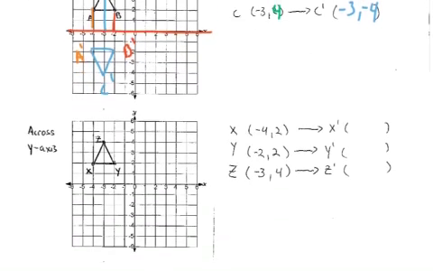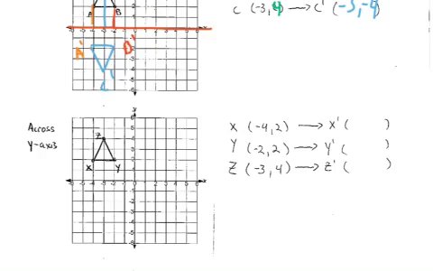Okay? So I want you guys to try this next one on your own, and then we'll talk about what's happening, or if any of you do see the pattern. So now we're going to reflect across the y-axis. So go ahead and draw that line. And go ahead and draw Z prime, X prime, and Y prime. And put the ordered pairs into their proper spot.